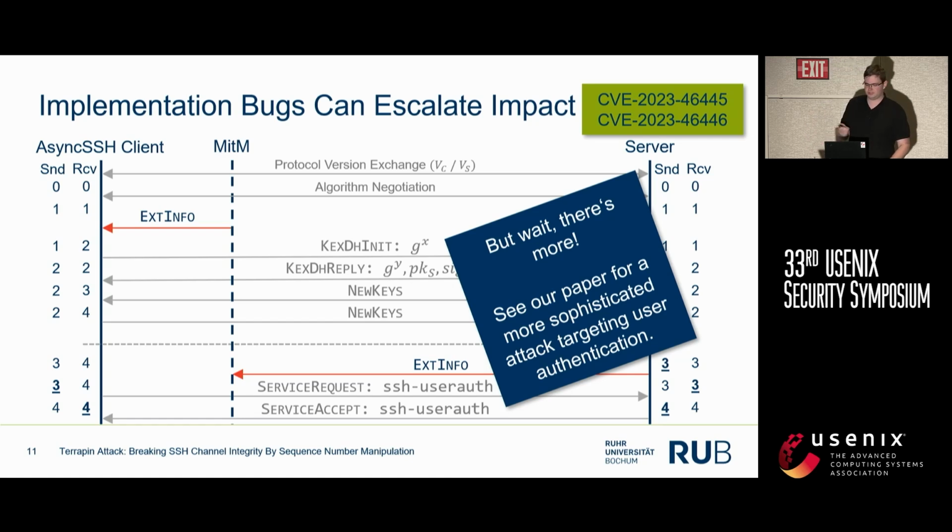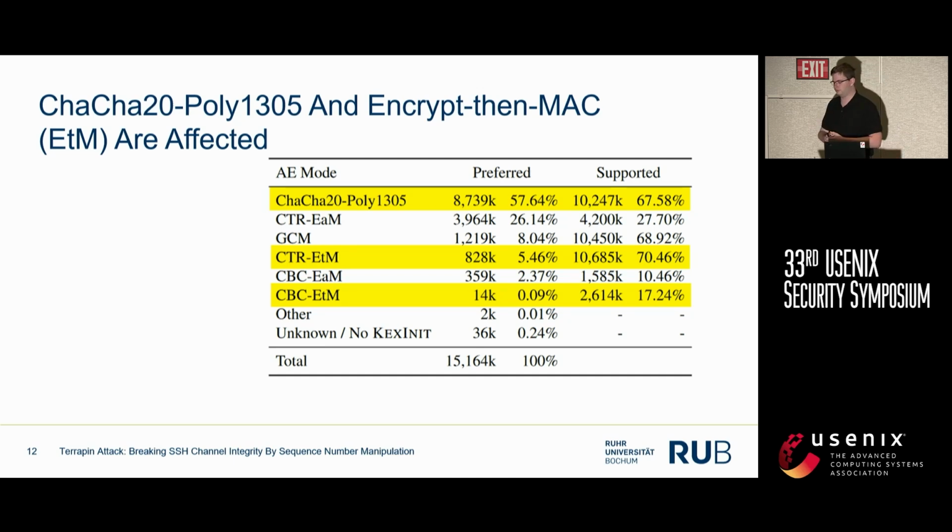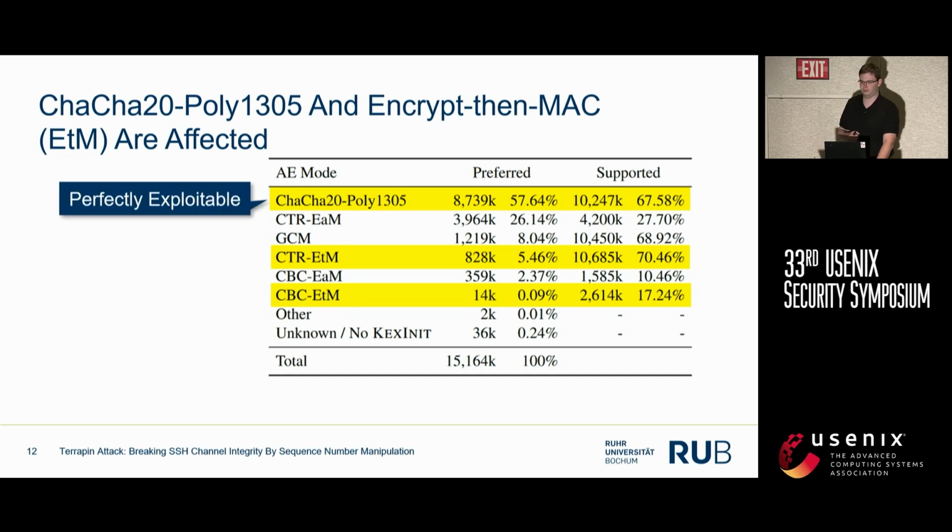Now, removing this message from within the secret channel can cause problems depending on the encryption mode, because subsequent message decryption may be affected by that. What we found is that 3 of the most common modes that are used by the SSH protocol are affected by this. So we have the ChaCha20-Poly1305 with roughly 2/3 of all servers supporting it, and this is perfectly exploitable. So 100% success rate without countermeasure that you can exploit it.